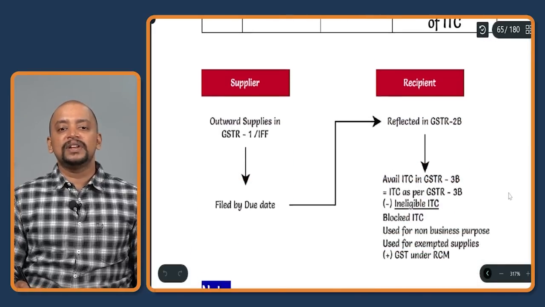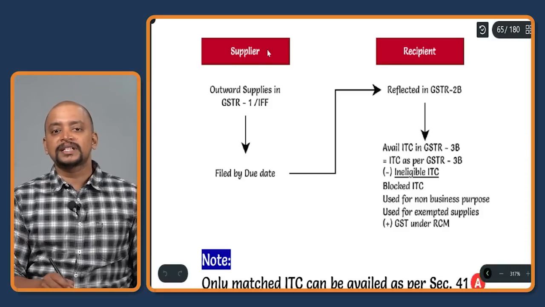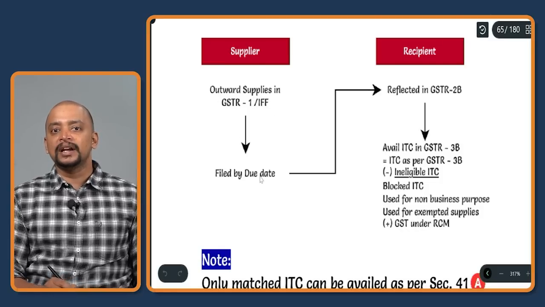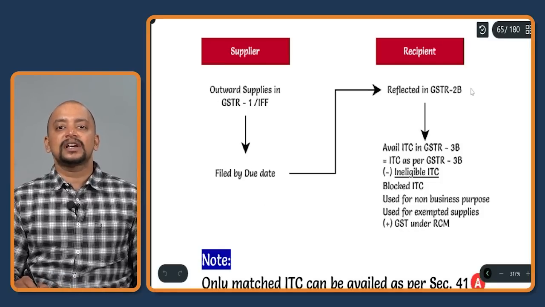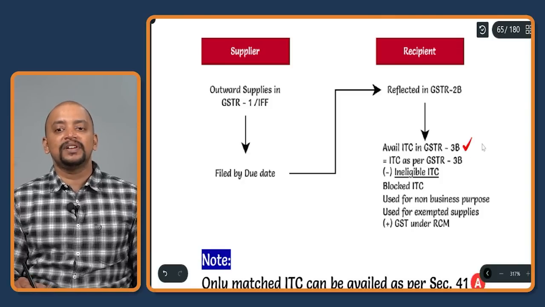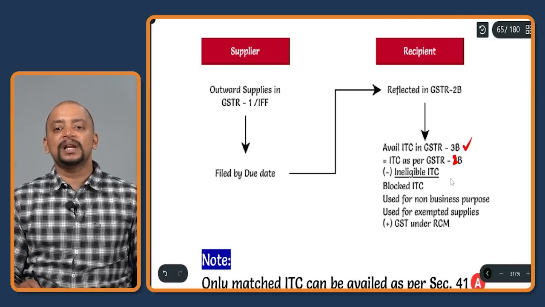So how will ITC be availed? The supplier will be making outward supplies, and he will enter those outward supplies in GSTR1 or IFF, and he needs to file that by due date. Then it will be reflected in GSTR 2B of the recipient, and whatever is there in 2B of the recipient will be availed in 3B. And thereafter how much ITC should be availed in 3B? ITC as per 2B minus ineligible ITC.